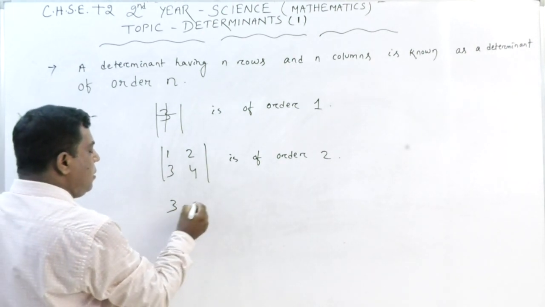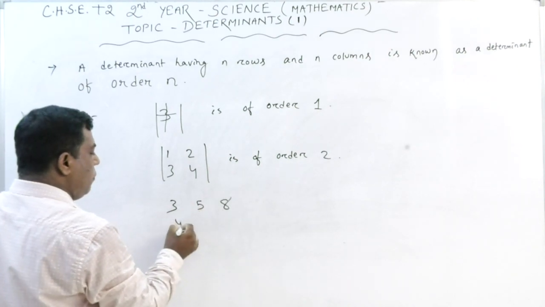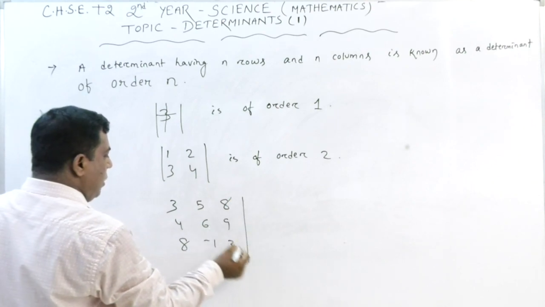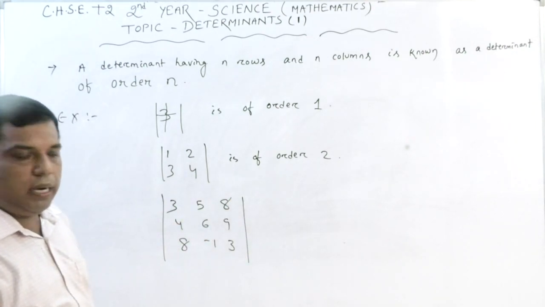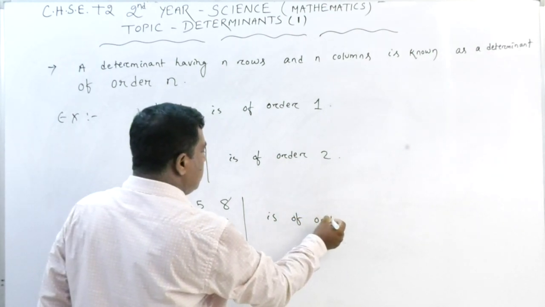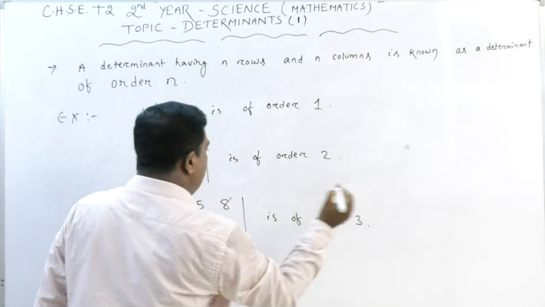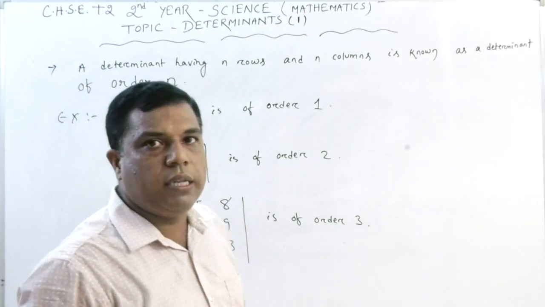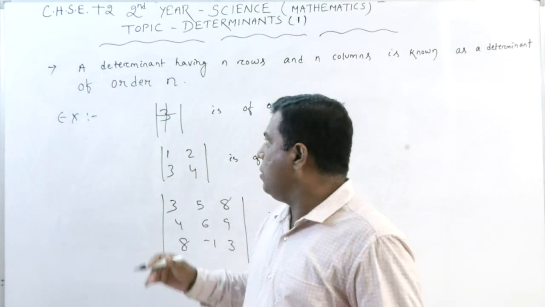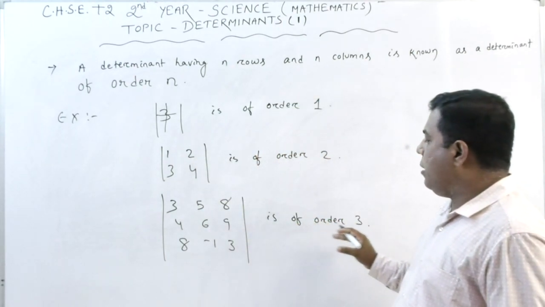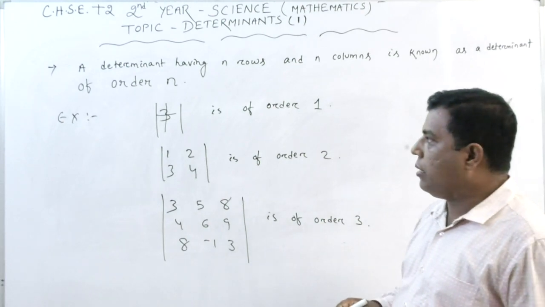This one: 3, 5, 8, 4, 6, 9, 8, minus 1, 3. What is the order of this determinant? It is of order 3. So in this way the determinants of various orders can be defined. So this is the way to define the order of a determinant.